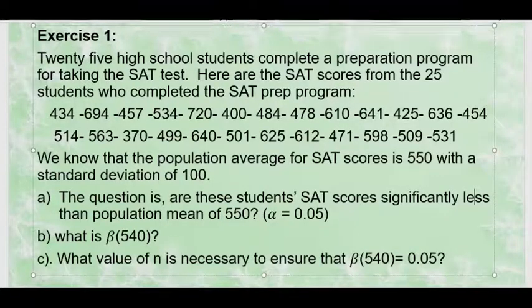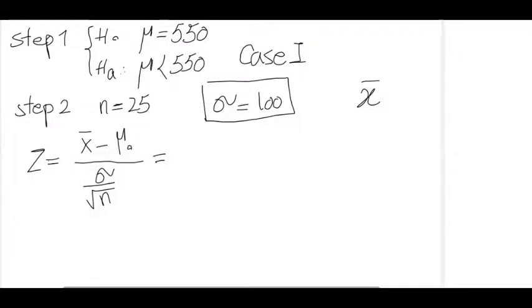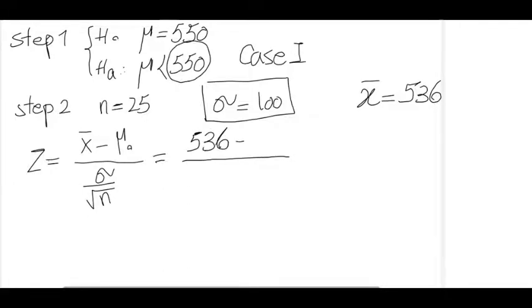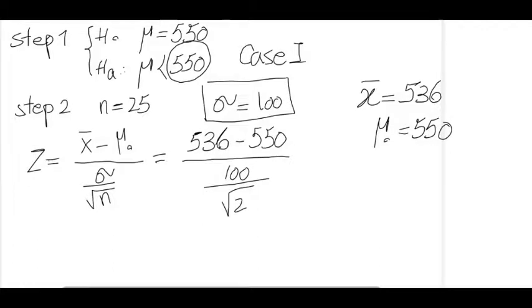So x bar, the result is 536. So 536, mu 0 is 550, sigma is 100 and divided by 5, and the result is minus 0.7. We have a left tail test.